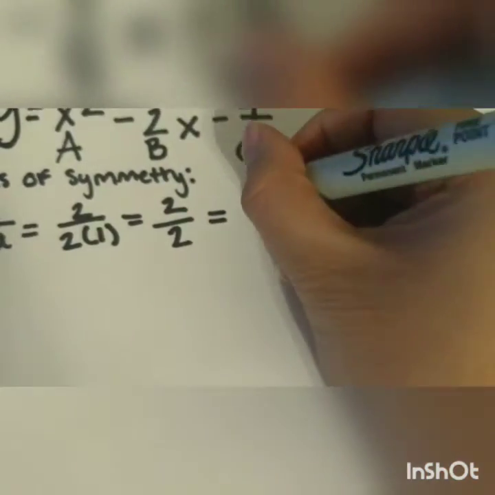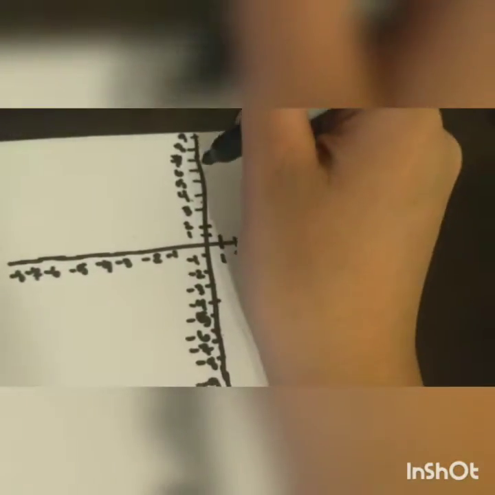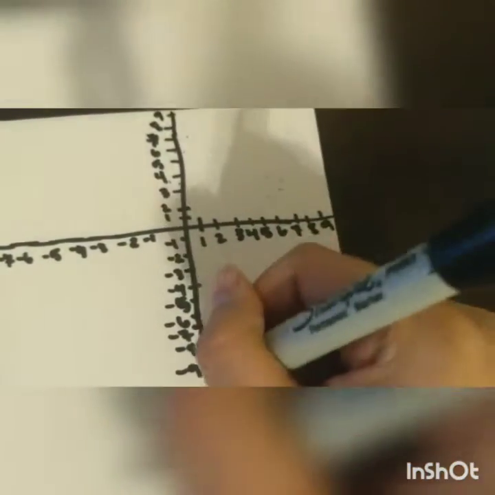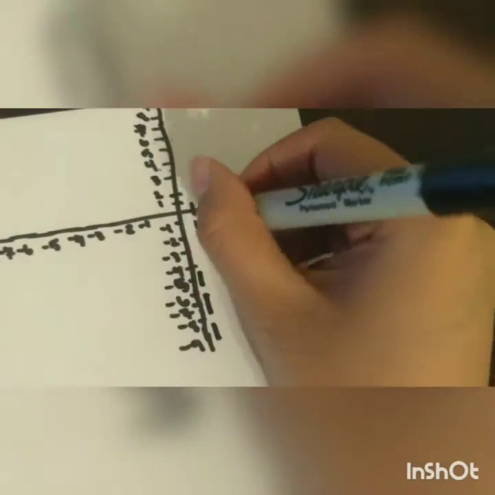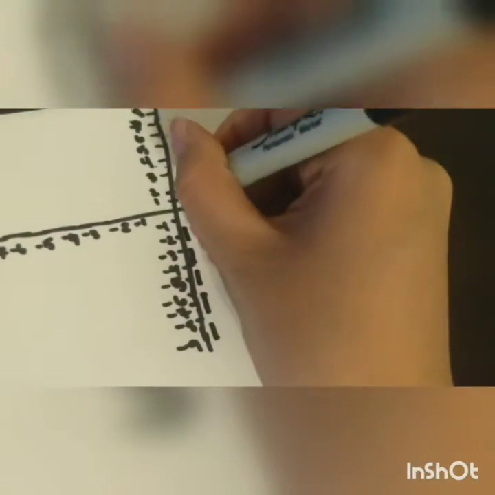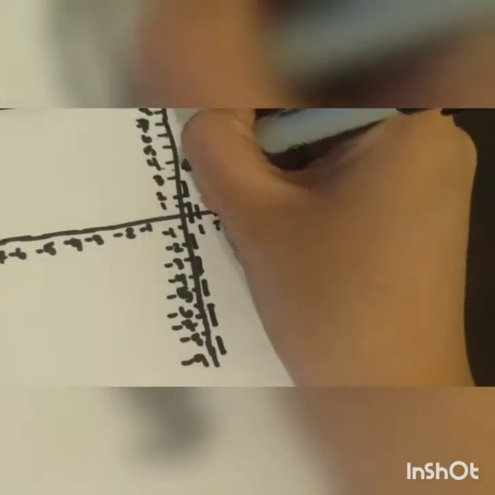So our axis of symmetry will be along the y-axis here. I'm just placing it next to it so you can see it, but it would be right on top of this line here.